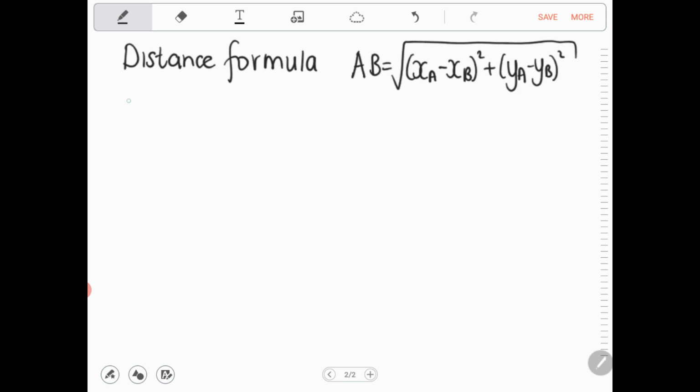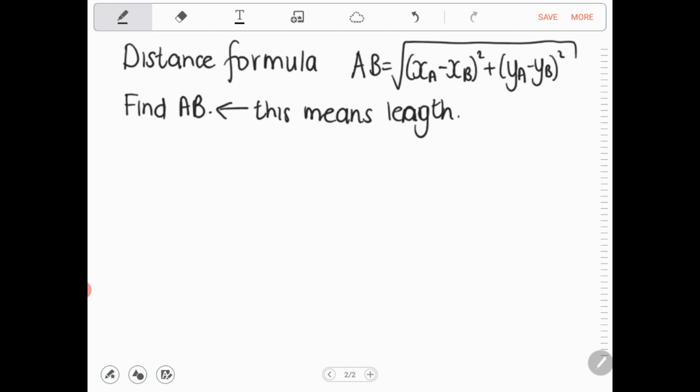Okay, now when they say find AB like that, they might not say find the length, they might just say find AB. You must know this means the length. Okay, it means that you're finding the length of AB when it says find AB or find CD. Okay, so let's try an example using this formula.